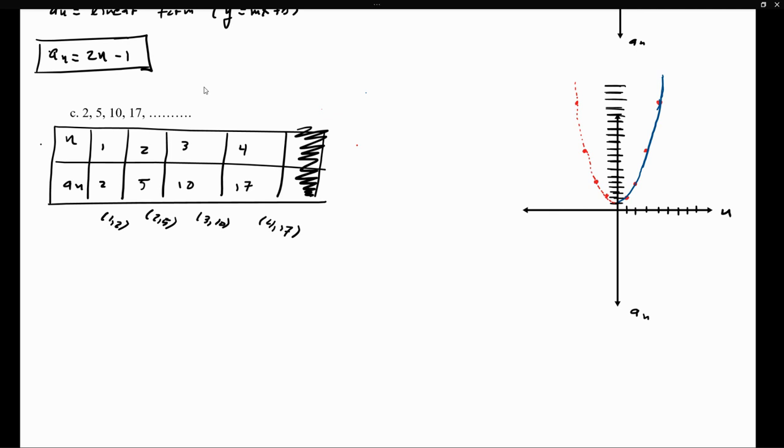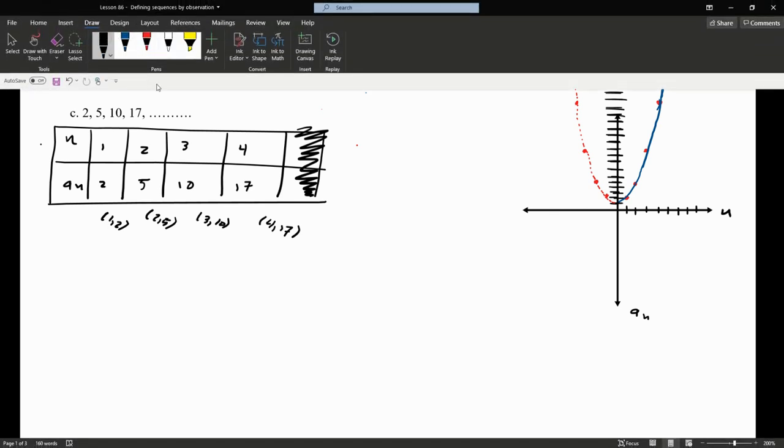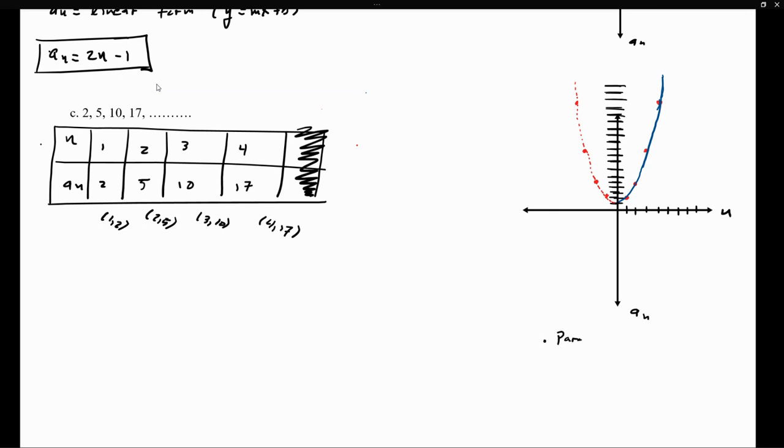Well, this seems to be a parabola, which is just shifted 1 unit up. Therefore, perhaps this parabola can be modeled just using the expression x squared plus 1. So perhaps the way that we can define my sequence is a of n. Perhaps I can define it as n squared plus 1.